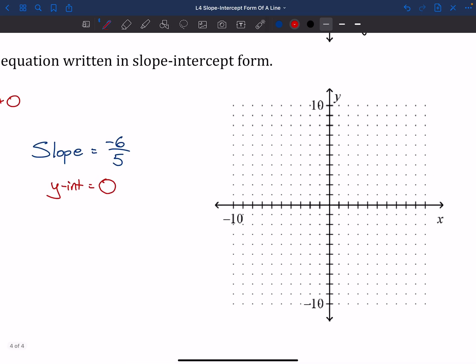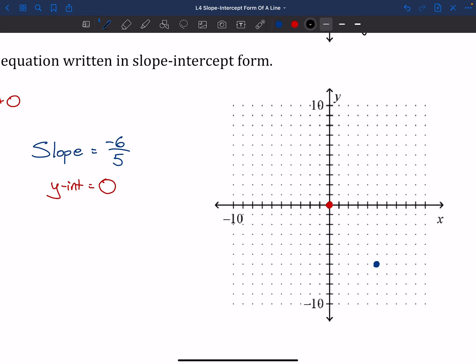When I graph this, I'm starting at that 0 in the center. And then I'm going to go down 6, 1, 2, 3, 4, 5, 6, and over 5, 1, 2, 3, 4, 5. And again, just like I mentioned in the past, that's -6, so we're going down. And then that is a regular old +5 on the bottom. So we go to the right towards the positive numbers.